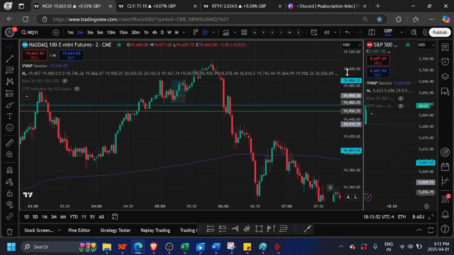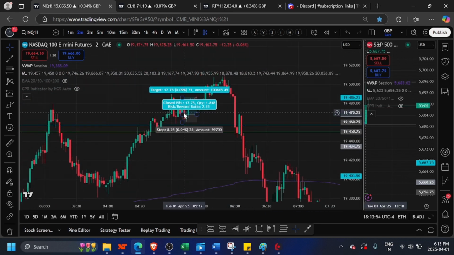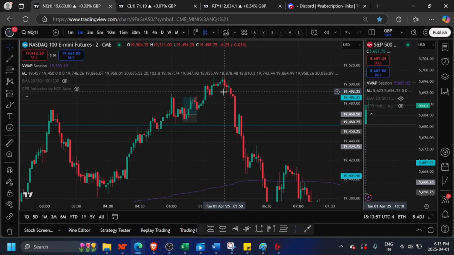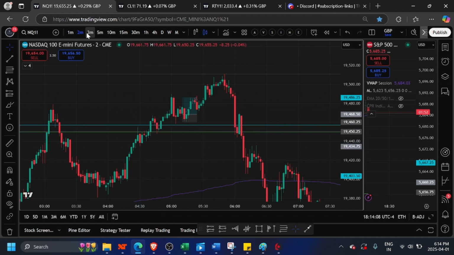And these are very powerful levels. You need nothing after that. Just use break and retest and double tops and double bottoms, and you'll be good to go. Like, you need nothing else. Very powerful. I use it on 2 minutes, but you can use it on any time frame you are comfortable with, but I prefer the 2 minutes time frame.